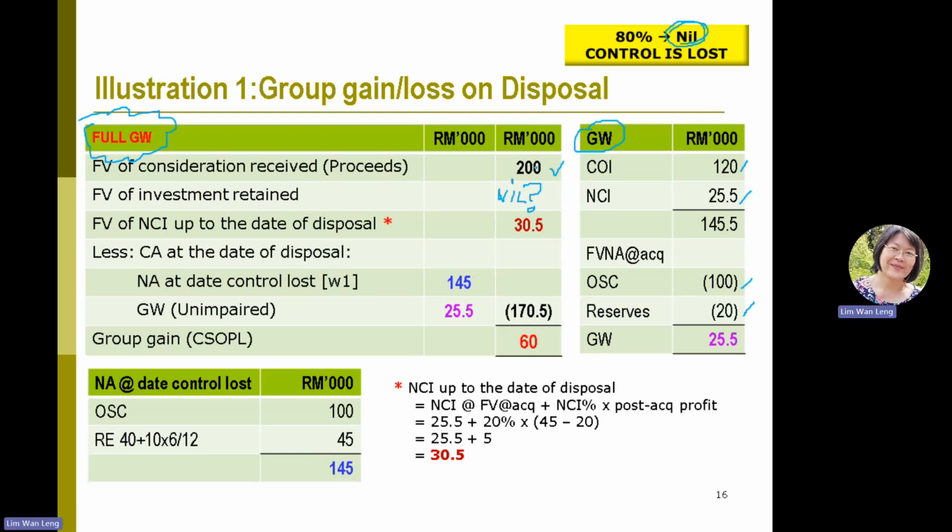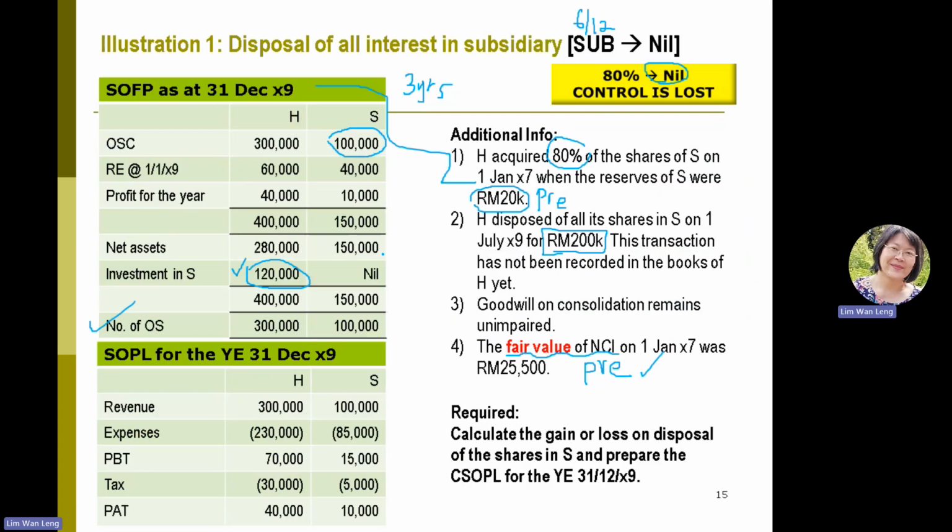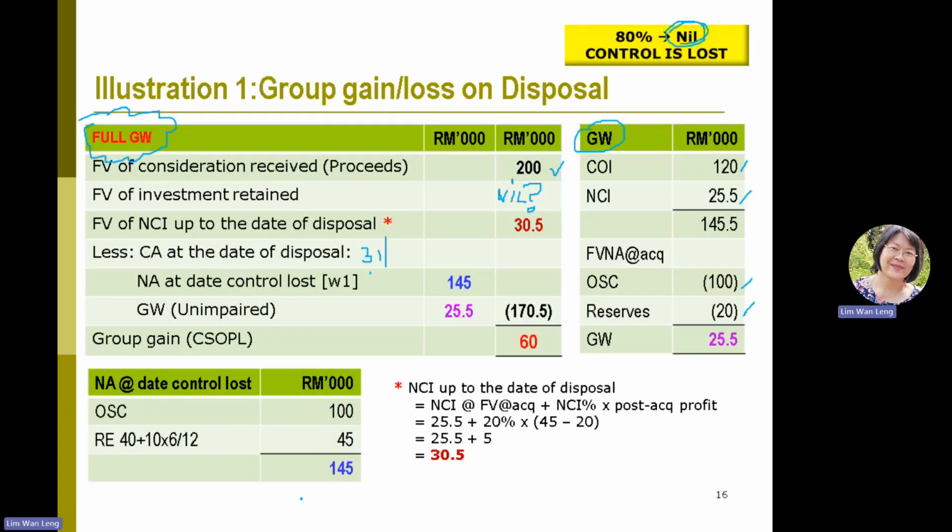Okay? So, because remember just now, if you use the full goodwill pro forma, all the fair value will be grouped together on top, including the NCI figure. Okay? We will come back to here. The computation is at the bottom. Then, net asset at the date control is lost. Okay? When was it lost? On 31st, what date? 1st July, sorry.